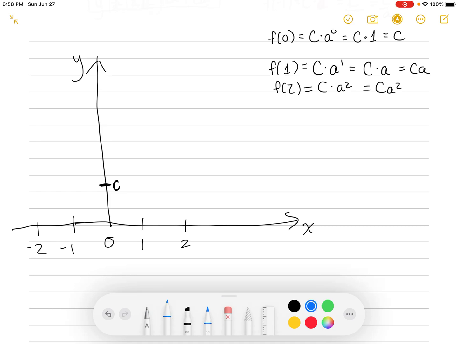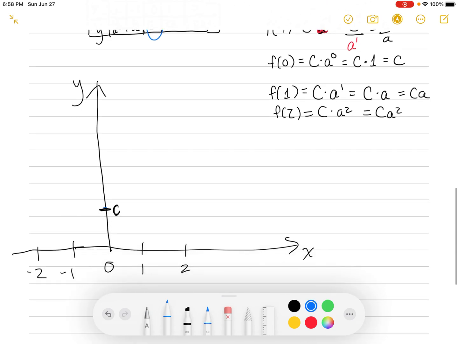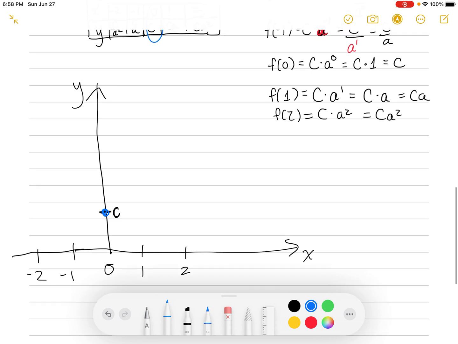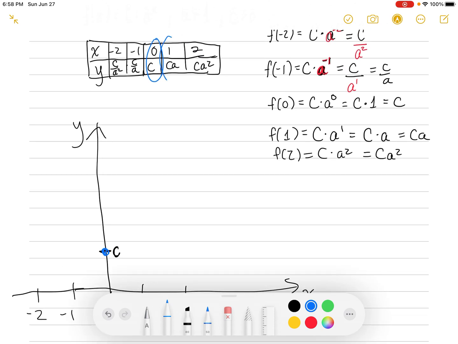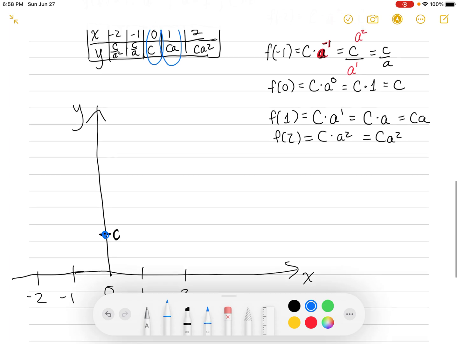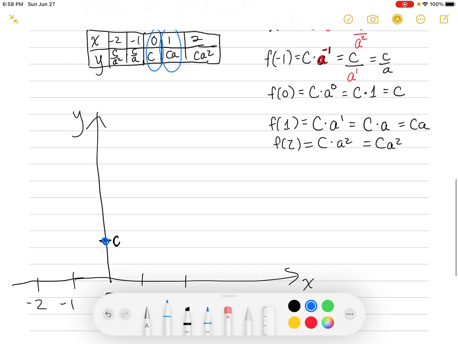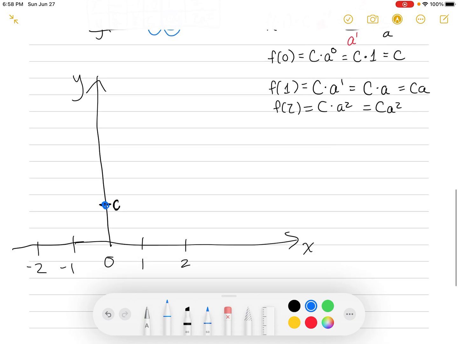This is not counting precisely by anything. I'm not making the markings on the y-axis. I'm not going to give 1, 2, 3, and so on. This is your first point, 0, comma c. Now imagine we find 1, comma ca. So let's focus on what ca is. Basically, we're taking c and multiplying it by a factor of a, right? c times a. We're taking c and multiplying it by a.